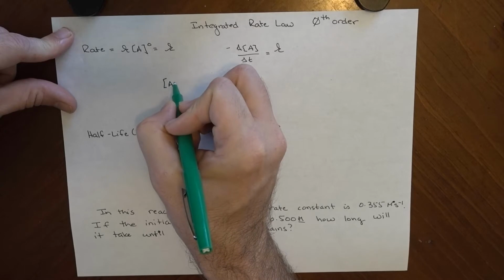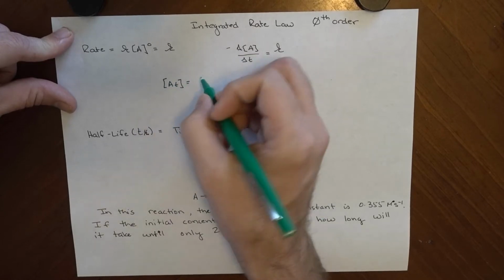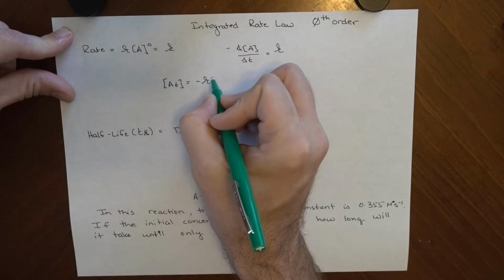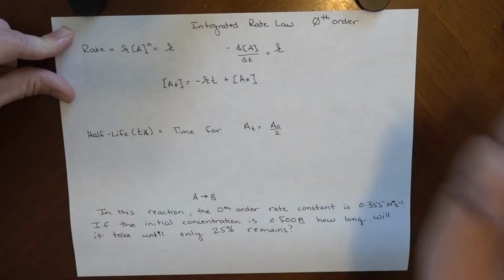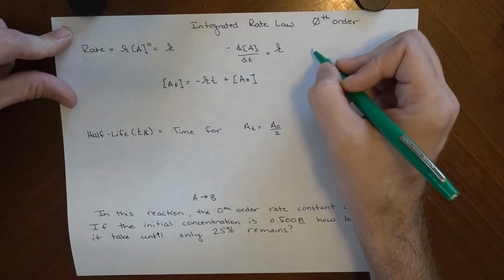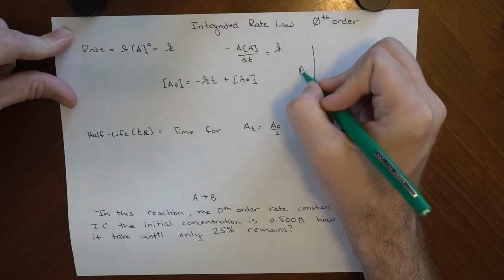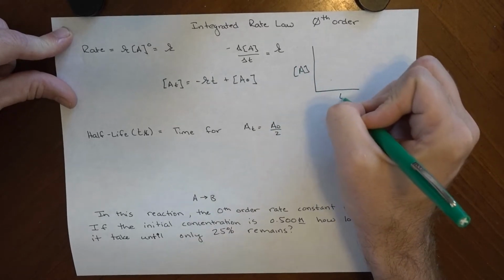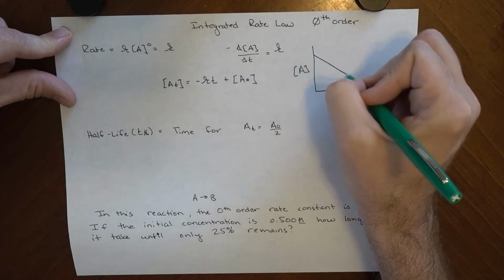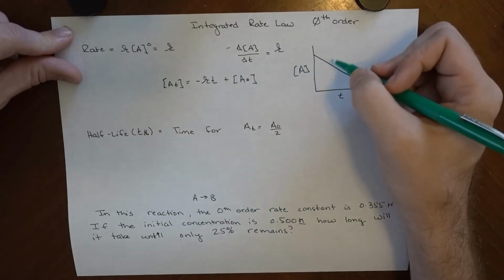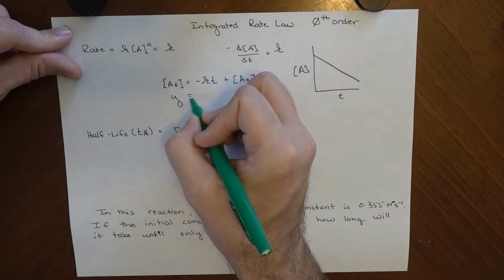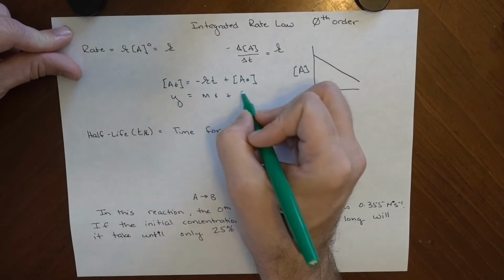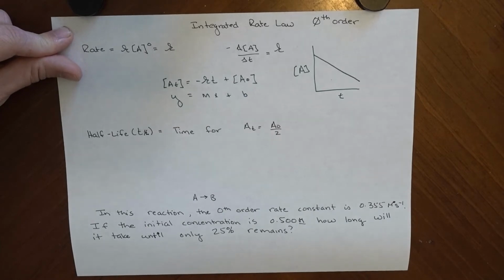So this is the expression that we go there, and if we again do just a little bit of calculus, what we arrive at is A at some time t is equal to negative k times t plus A naught, the original amount. And if I were to plot that, concentration of A at whatever time t, I would get a downward sloping line, where the slope of that line is equal to our rate constant. So again, this is y equals mx plus b, slope-intercept form of a line.